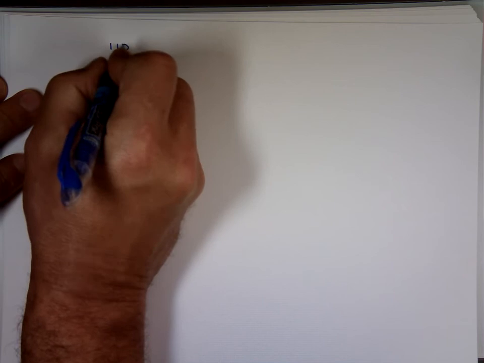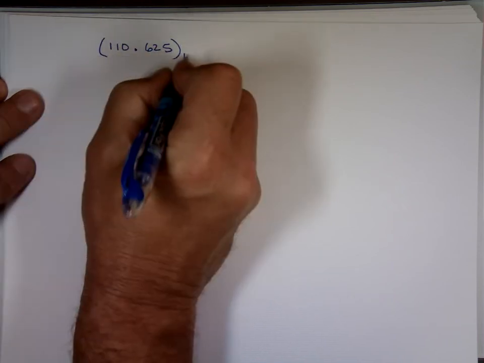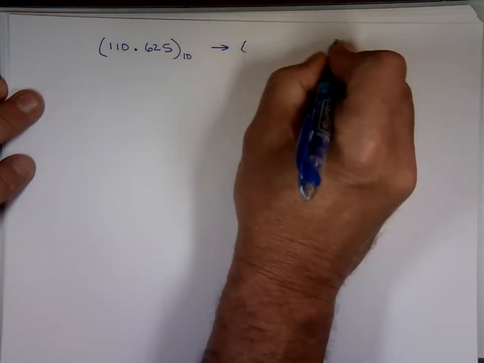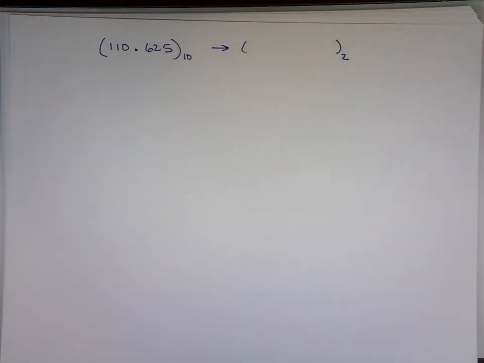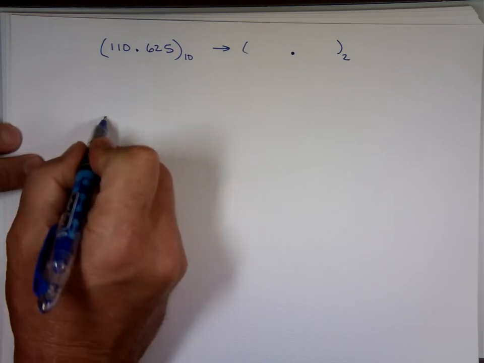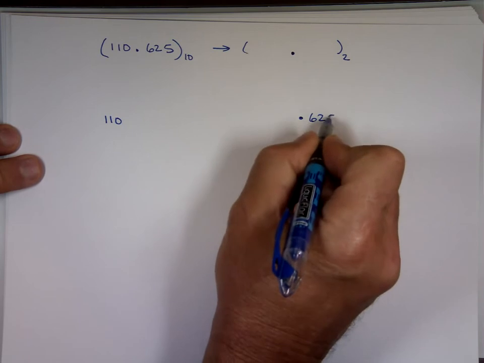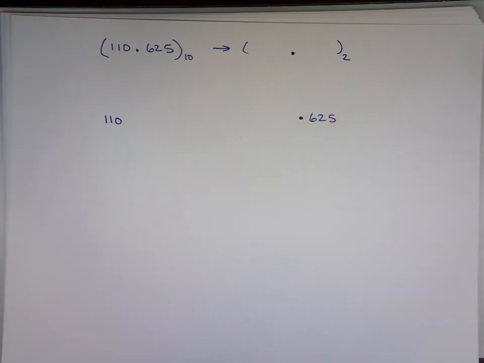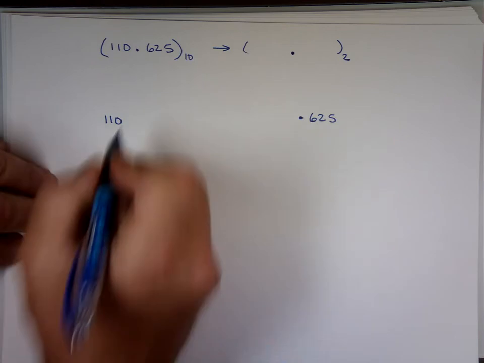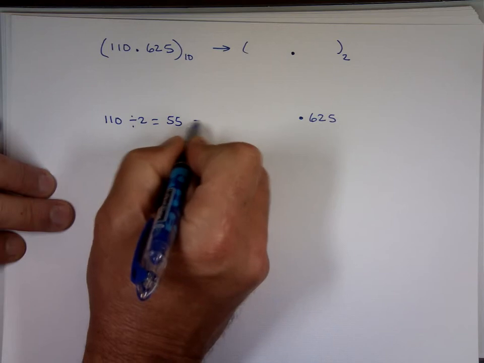Let's say I have 110.625. I'm going to do it as 2 separate problems. Here's my decimal point. On this side, I do the whole number. On this side, I'm going to do the decimal number. So I'll do one at a time. 110 divided by 2 is what? 55. And what's the remainder? 0.